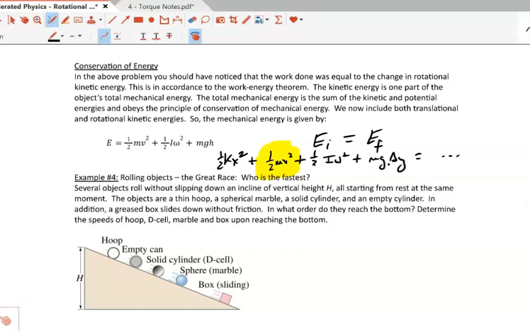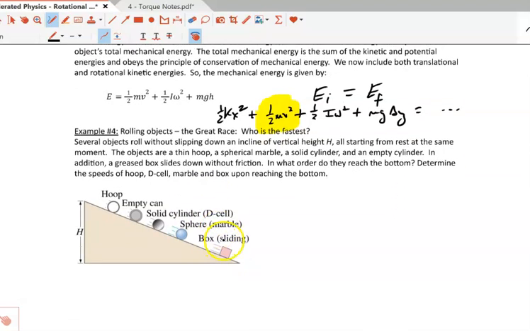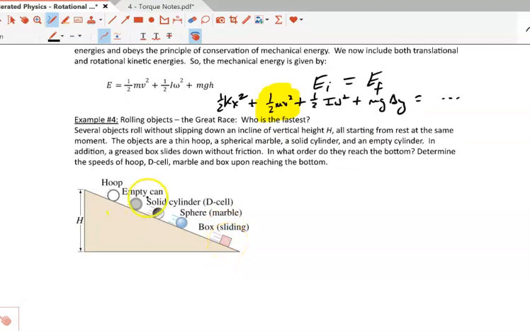And this leads me into a great example of the great race. Who will get down to the bottom first? If I was rolling a hoop, an empty can, a solid cylinder, a sphere, or a box, which one gets down to the bottom first? Or which one has the fastest speed at the bottom? So in this example, we want to look at calculating the speed of them when they reach the bottom.